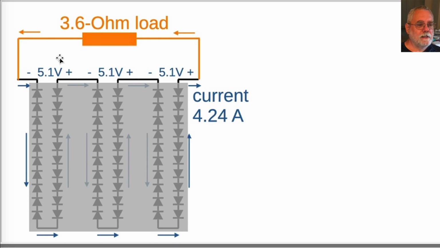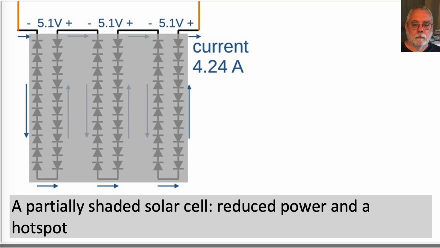The voltage on each of the strings is 5.1 volts. A partially shaded solar cell, reduced power, and a hotspot. Now, let's ask what happens if only one of the 60 solar cells is partially shaded to 40%, say by a leaf on the panel, and the others remain fully illuminated. This is a little tricky, and it leads to local heating and one motivation for bypass diodes.